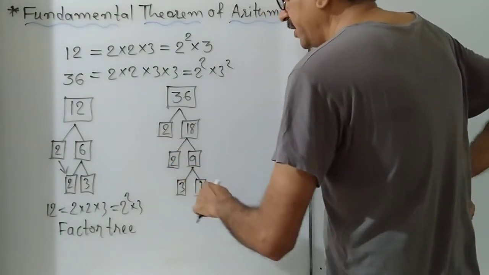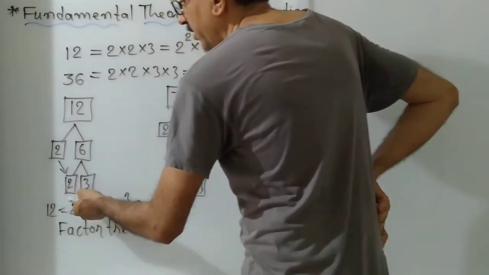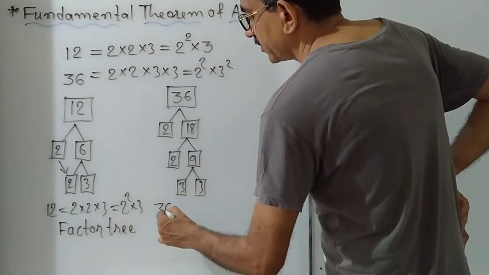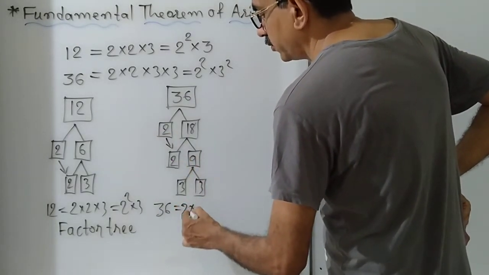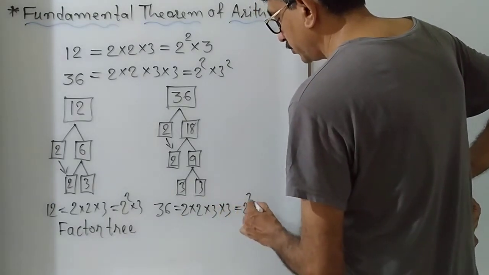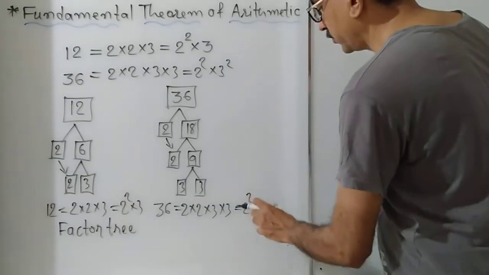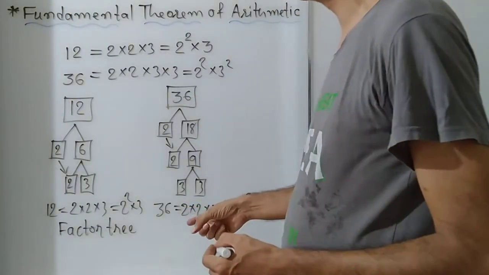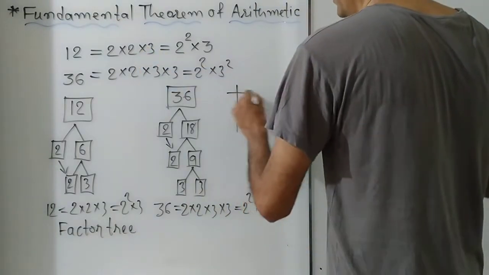We have to continue this process till the last two factors are prime. Look here, 2 and 3 are prime. Here 3 and 3 are prime. We can write 36, starting from the prime numbers, as 2 into 2 into 3 into 3, which reduces to 2 square 3 square. Okay, 2 square 3 square. So this is the factor tree method. This is a simple method. You can also use the method that I showed you first.